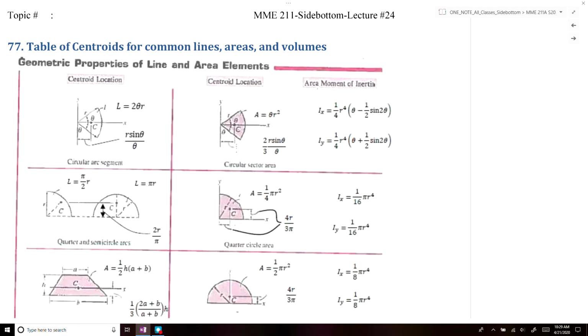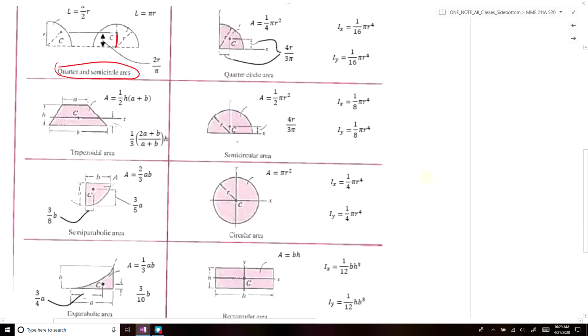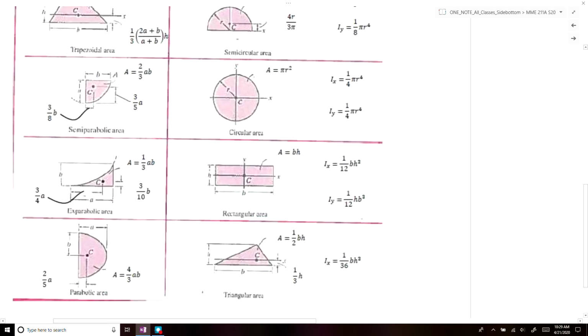So for a circular line, for a semicircle line, it gives you the x location of the centroid C, and then in this case it gives you the y location of the centroid here. So it does that for a bunch of different shapes. These are all areas and lines.